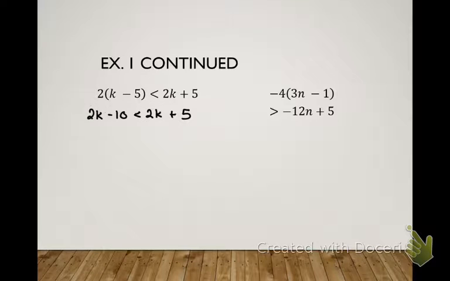So when you see the exact same variable, what happens when you try to subtract it to the other side? The variables cancel. So when you see the variables cancel, you know that you have a special solution. Okay? So now I want you to bring down what's left. Negative 10 is less than 5. Is this a true statement? Is negative 10 less than positive 5?